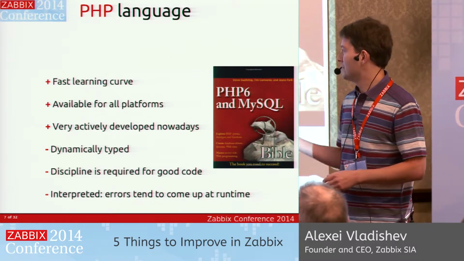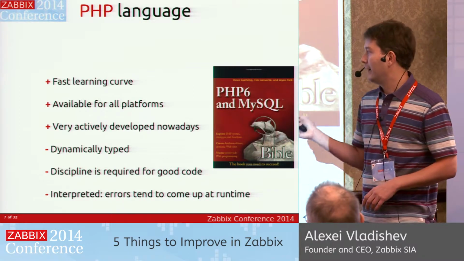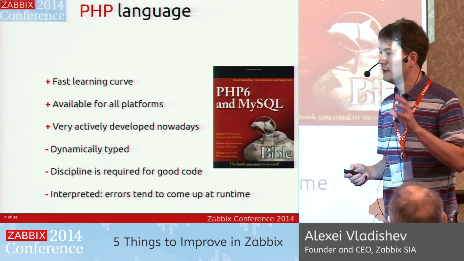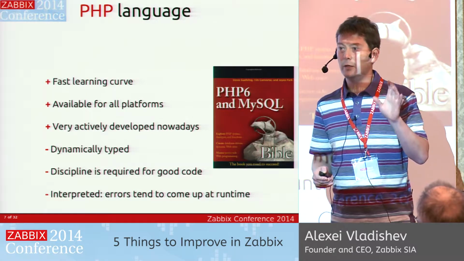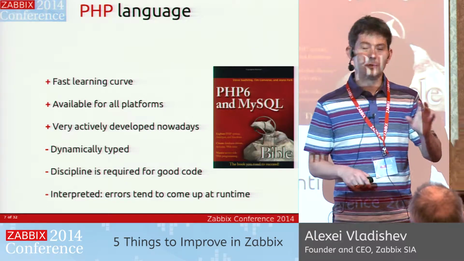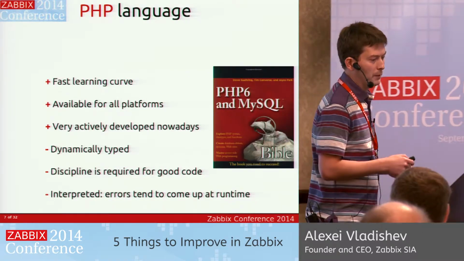And there are some disadvantages of PHP. It's dynamically typed. Because it's dynamically typed, you may have a variable defined in PHP as an array, and on the next line you can turn it into an integer. Next line, you can turn it into an object. And it creates all sorts of problems.